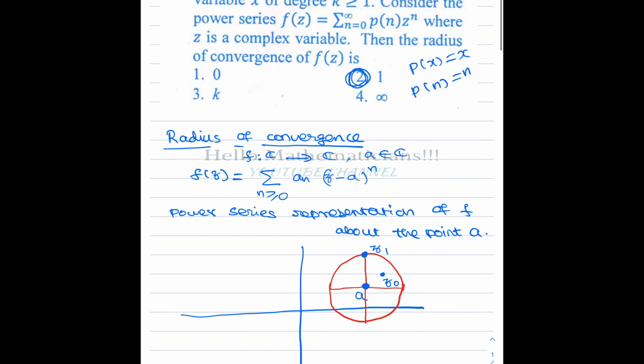Then what is f of z? f of z equal to summation n greater than or equal to 0 of n times z to the n. For this simple power series, it is easy to calculate the radius of convergence. If you calculate using the formula of radius of convergence, you will get 1. So the answer is 1. In the exam you are supposed to spend only this much time. If you notice, we have spent hardly a minute to answer this problem.